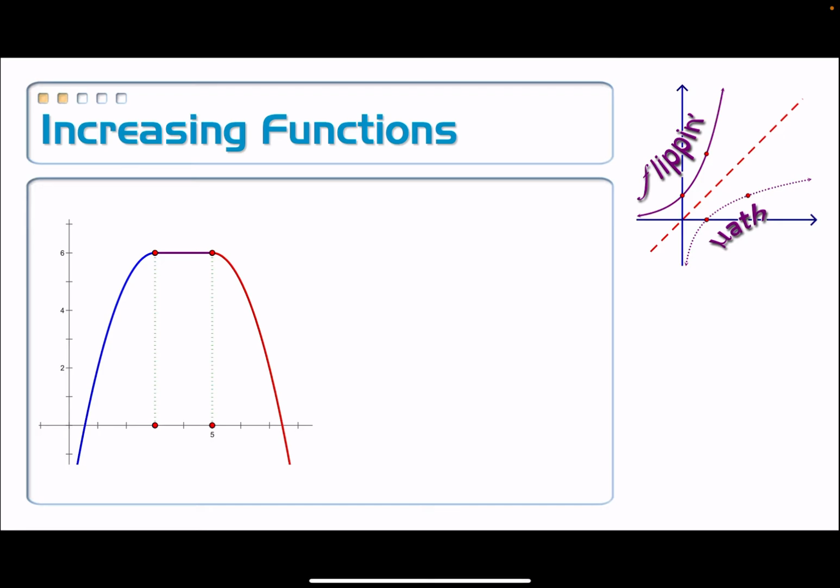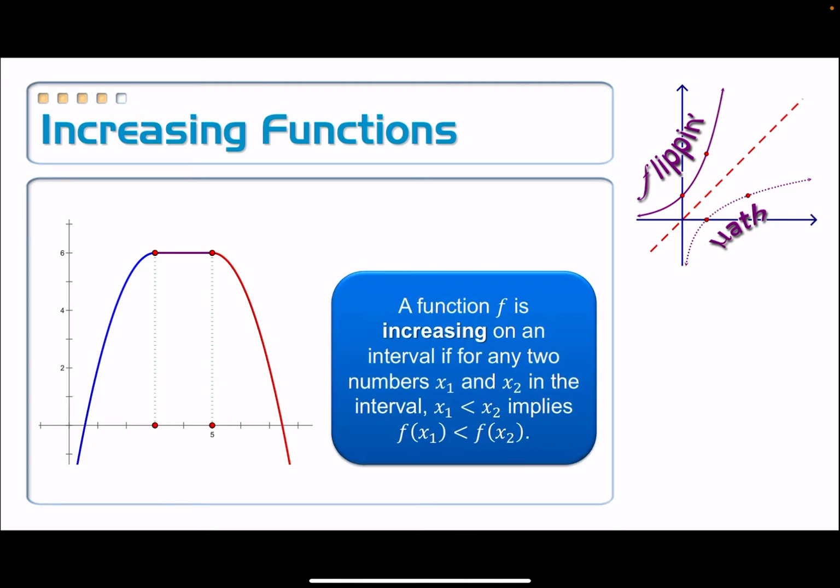Then here are the formal algebraic definitions of when your function is increasing and decreasing. So the first part here is a function f is increasing on an interval if for any two numbers, x sub 1 and x sub 2 in the interval, x sub 1 less than x sub 2 implies that f of x sub 1 is less than f of x sub 2. So it just means your graph, moving from left to right, is going upwards. It means that as your x's get bigger, so do your y's get bigger. Okay, so there's where our function is increasing.